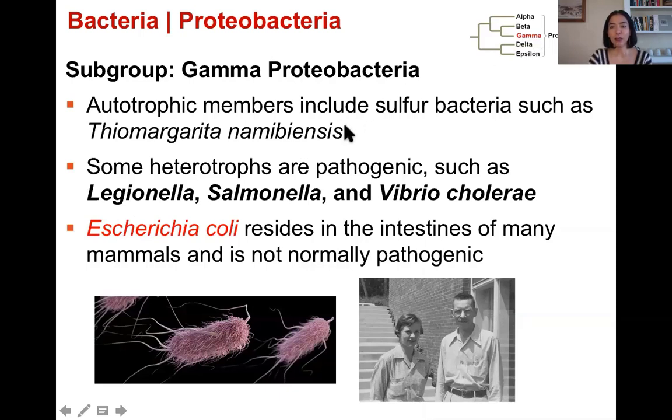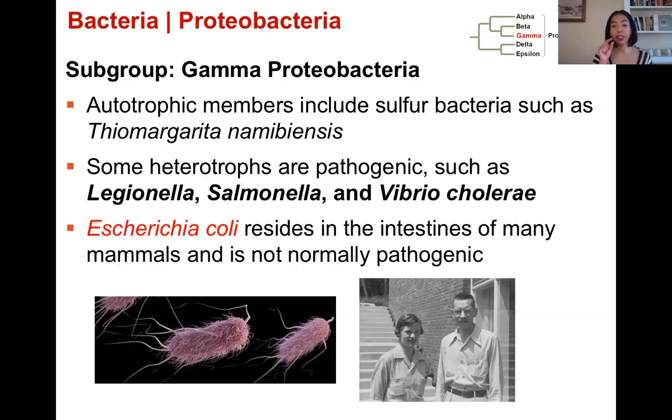There are some sulfur bacteria, such as Thiomargarita namibiensis, which is the largest bacteria. I think it's 750 micrometers long. But there are others that we are very familiar with, such as the Salmonella and Vibrio cholerae, which are pathogenic bacteria for us. And yeah, we can get in serious trouble if we catch some of them. One that is very common is Escherichia coli, or E. coli, because that is associated with the intestines in humans, and also in many mammals, and is normally not pathogenic.